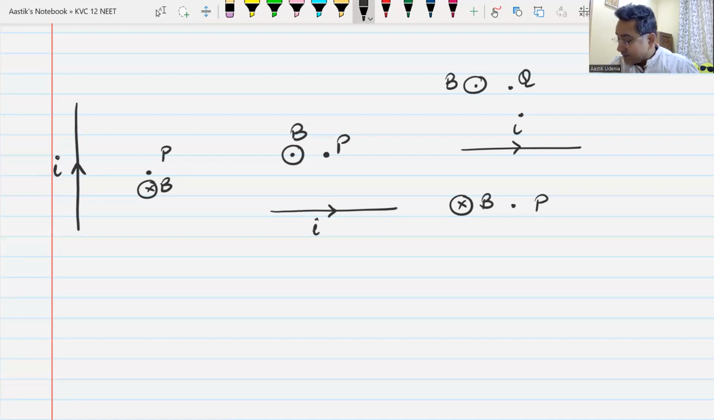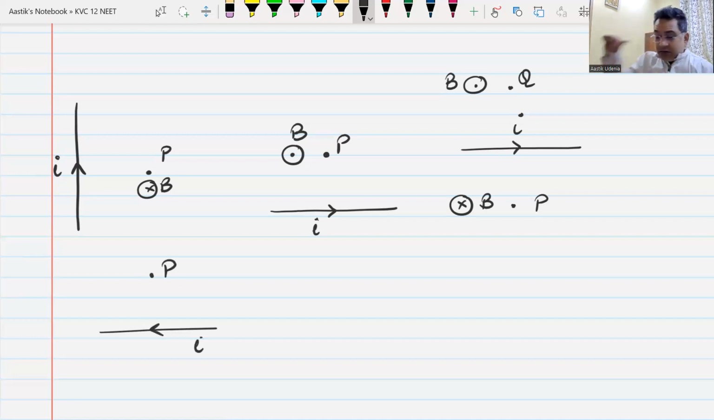Do we understand this? Sir, can you explain it again? Turn your fingers and get the direction better. There is nothing that I can explain here. You have to turn your fingers in the direction, put your thumb in the direction of current.